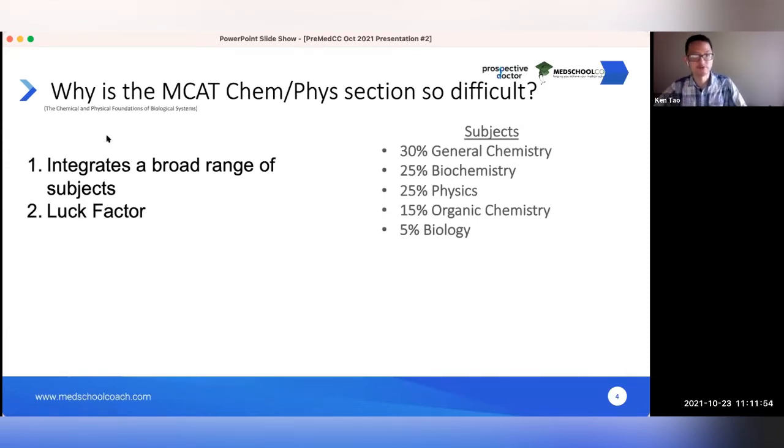All right, number 2, why is the Chem Phys section so difficult? There's a luck factor. Now, this doesn't sound great when someone tells you that there's luck involved with your MCAT exam, but there is. The reason being that, as I said earlier, the Chem Phys section has 59 questions. The physics questions encompass 25% of that, so you can expect about 12 to 13 physics questions in your exam. Well, the thing you have to think about is 12 to 13 questions isn't a lot. And that 25% of physics covers 2 full semesters of physics.